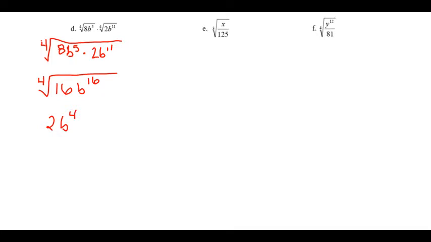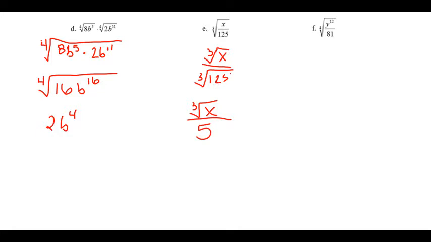Now for e, I can't divide x by 125. So underneath that radical, I can't do anything with it. But like we saw on the other slide, I can split it up. So I can do the cubed root of x divided by the cubed root of 125. And now I can simplify as much as I can. The cubed root of 125 we know is 5. So I'll just leave the top because I can't do anything with it. So I've simplified it as much as possible. I took the cubed root of what I could.